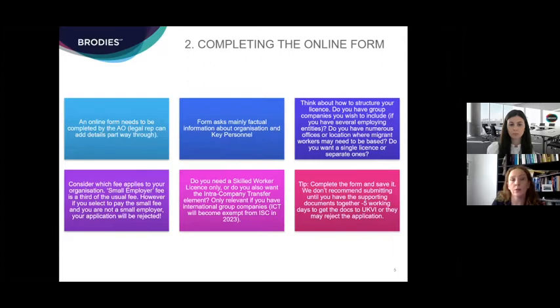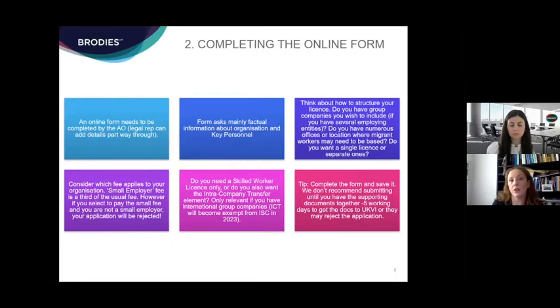So an online form needs to be completed with various bits of information about your business. And that, as I said, does need to be completed by the authorising officer. There is a section for a legal representative to add their details partway through the form. So the form allows you to create it, save it, and you can save it partway through and then add in, for example, your legal representative's details and then go back into it.